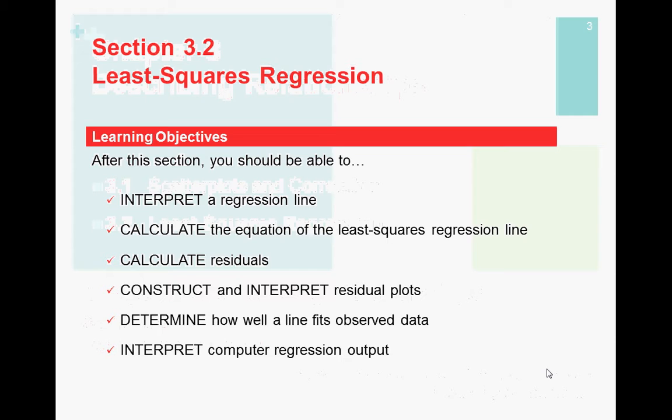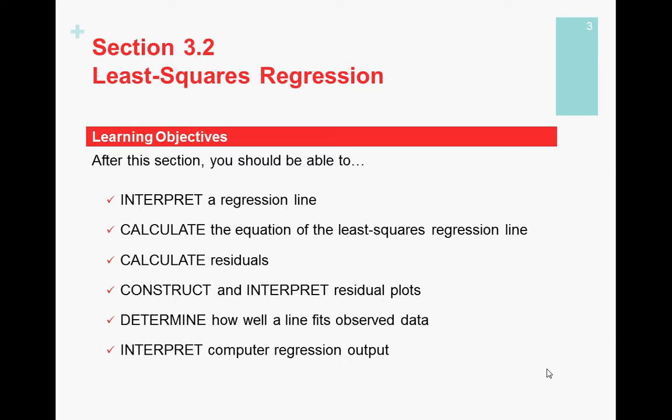So here's what we're going to try to do in this section. We are breaking this into 4 pieces, but over the whole section, we're going to interpret a regression line, calculate the actual equation of the least squares regression line, calculate the residuals, construct and interpret residual plots. These are actually very helpful in knowing things about our data, as you'll see. And then determine how well a line actually fits the observed data. And finally, interpret computer regression output.